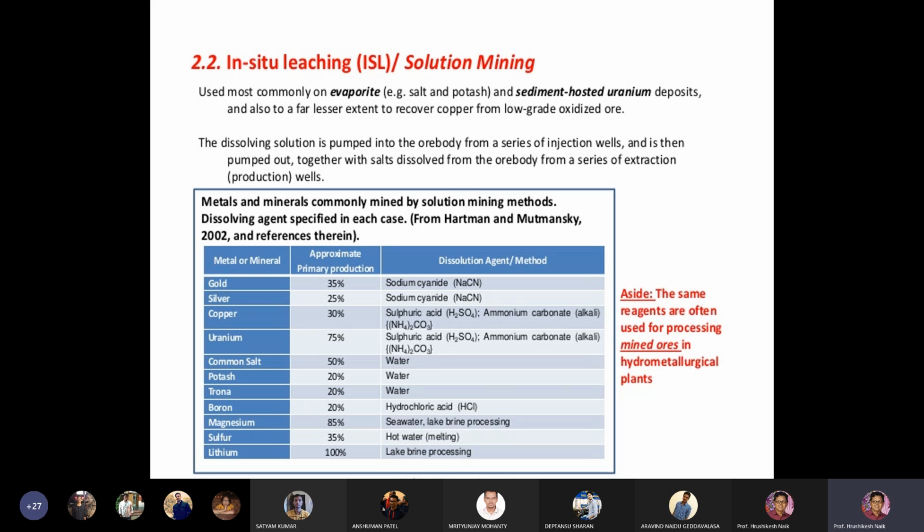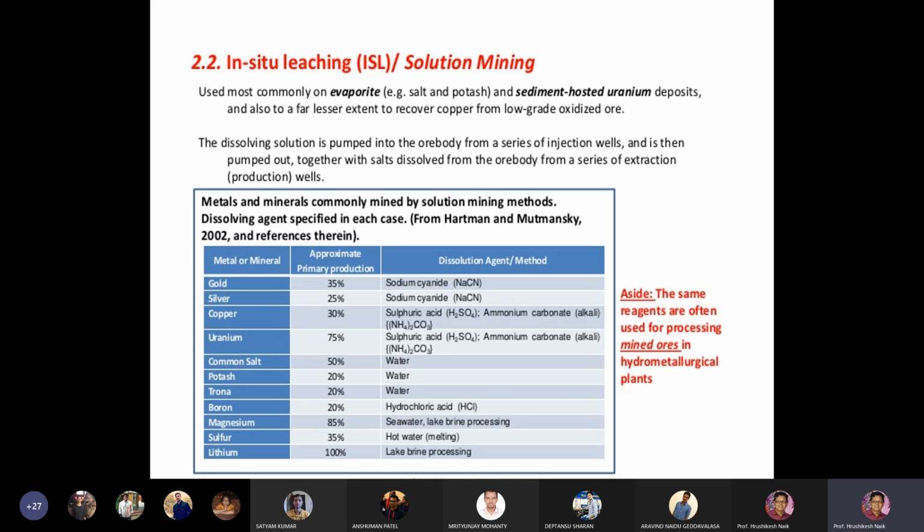Sodium cyanide is used for gold mining. If you are mining silver deposits, 25% production would be there, and you have to use sodium cyanide also. Just like gold mining, silver mining is also carried out by the sodium cyanide solution method.